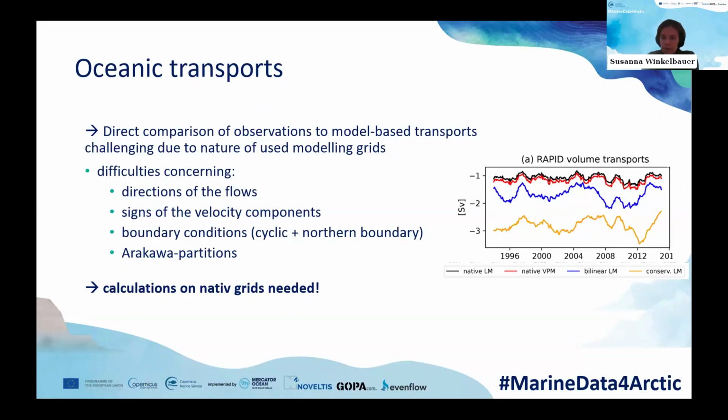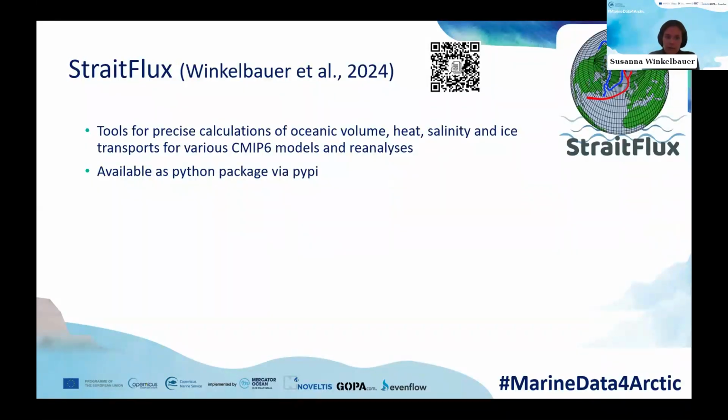And talking to different users, we found that this could be really challenging and time-consuming when dealing with a large ensemble of data and a large number of different straits. And therefore, we've invested some time and created StraitFlux. Those are quite easy to handle Python tools for the exact calculation of volume, heat, salinity, and ice transports in the oceans. They work for different reanalysis, for example, from the Copernicus Marine Service, and also for climate models, for example, from the Coupled Model Intercomparison Project Phase 6.